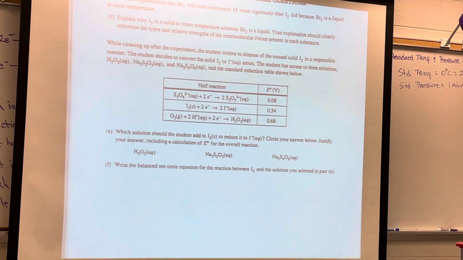So explain why I2 is a solid, and this goes on with a previous part of the question. This is just part D. I2 is a solid, but bromine is a liquid. Your explanation should clearly reference the types and relative strengths of the intermolecular forces present in each substance. Take 2 minutes and think of an answer, maybe even try writing an answer down.